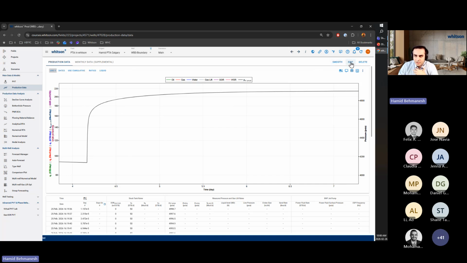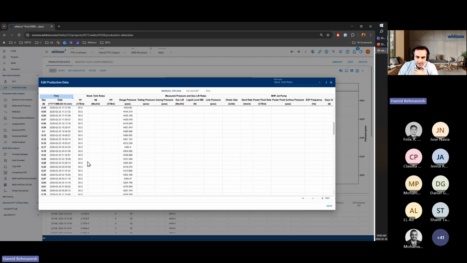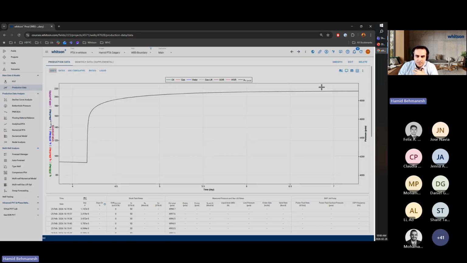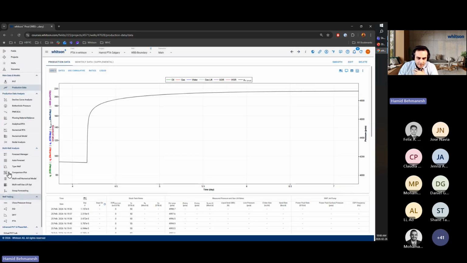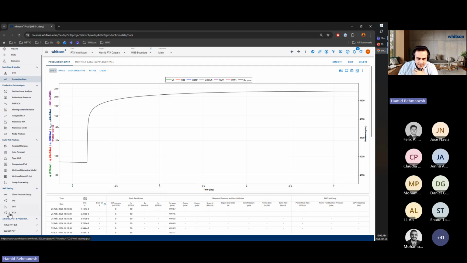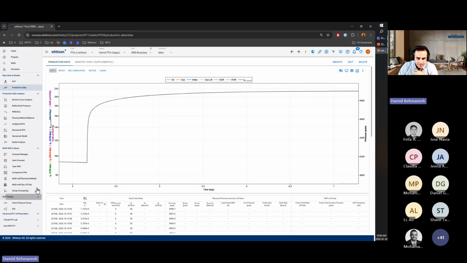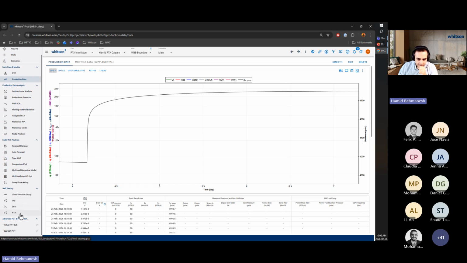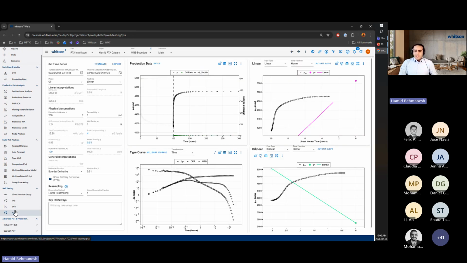So once you have edited your production data the way I mentioned, by filling up these cells with 0, you can go to well test. Under well test, there's a PTA. If you see something like this, you need to expand the drop-down list and click on the PTA. And once you click on the PTA, this is the interface, the first time you're seeing it here.